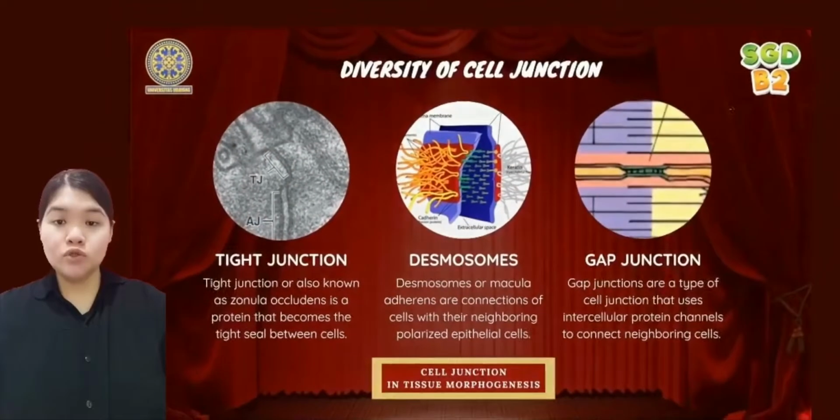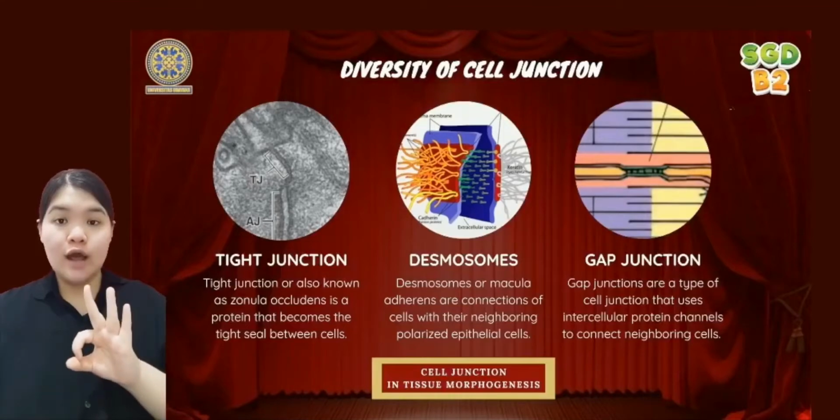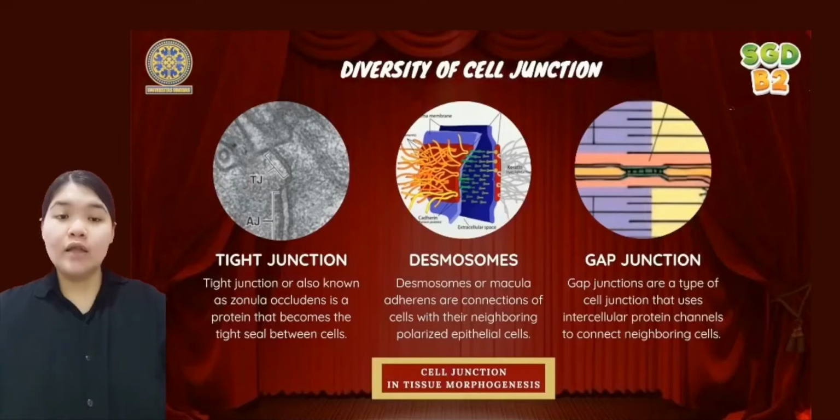When cells come close to each other, they develop specialized intercellular junctions that help cells stay connected to each other, communicate, and so on. We're going to focus on 3 intercellular junctions: tight junction, desmosomes, and gap junction. The first, tight junction, also known as zonula occludens, is a protein complex that forms tight seals between cells. Therefore, it glues one cell to another and controls the movement of molecules between them, preventing them from flowing freely.